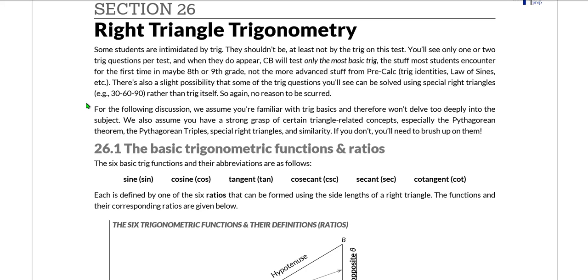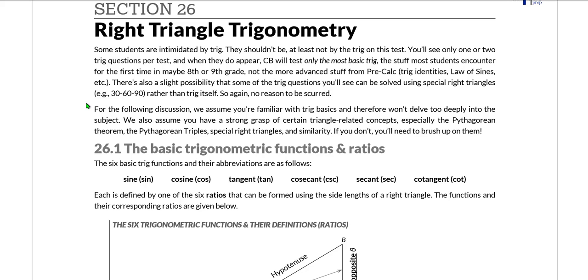is tested on the SAT is very basic trig. The stuff that most students get introduced to in 9th or even 8th grade, not really the stuff that you will tend to deal with in pre-calculus. The law of sines and cosines, the trigonometric identities, although the Pythagorean identity may be tested occasionally on this test. That more advanced stuff you will not see on the SAT. You may see that material on the ACT, but you will not see it on the SAT.